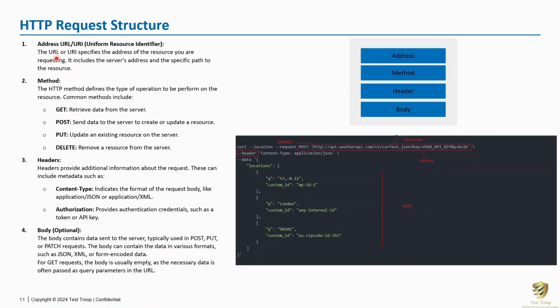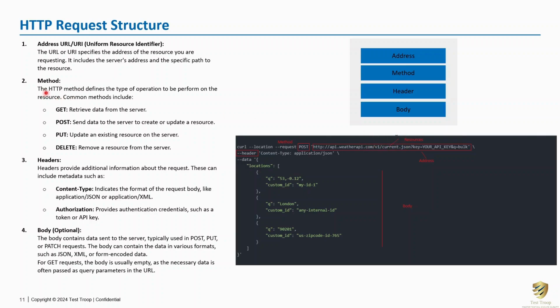The first one is address, which is also called a URL or URI. The full form is Uniform Resource Locator or Identifier, which is basically an address of the resource that you are requesting. It is a combination of a server address and a path to a particular resource. In this API, we are using api.weatherapi.com, which is the address of the server, and current.json is the resource that we are requesting here, right? So that is called a resource here.